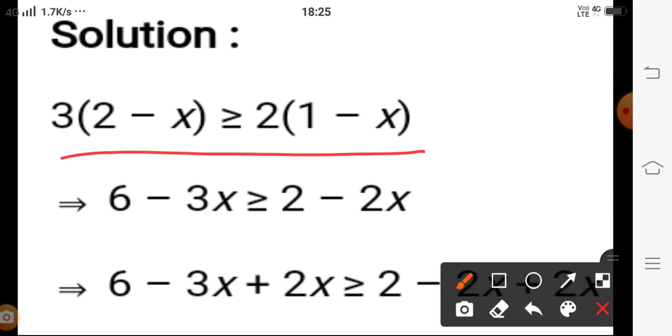Then let us solve this question. 3 into 2 minus x. If you are multiplying these, then 3 into 2 we are getting 6. 3 into x we are getting 3x. Same in the right hand side. 2 into 1 we are getting 2. 2 into minus x we are getting minus 2x.